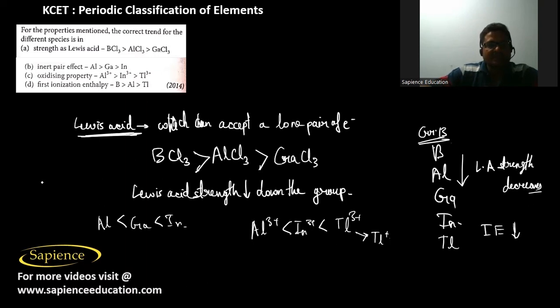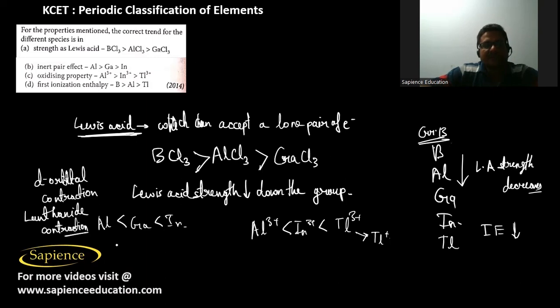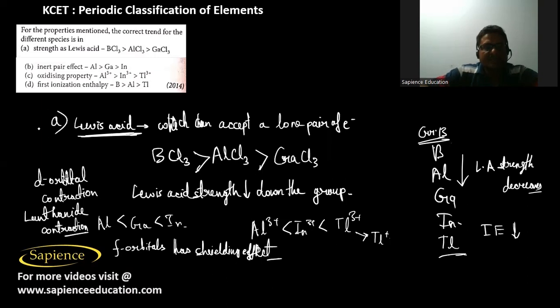Since why? There is something called the d orbital contraction, and also here we will have lanthanide contraction. For lanthanide contraction, the f orbitals have very less shielding effect. So thallium will have more ionization energy than aluminum. So this order of the first ionization enthalpy is wrong. So option A is the correct answer.